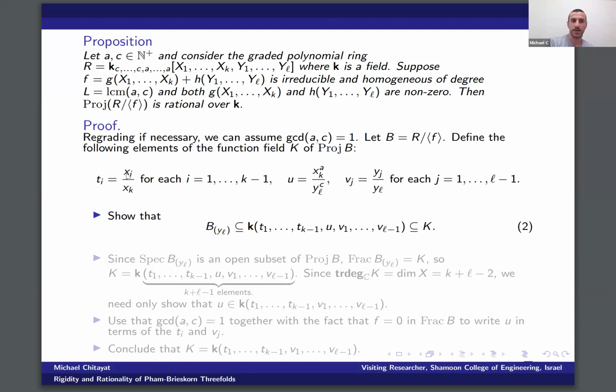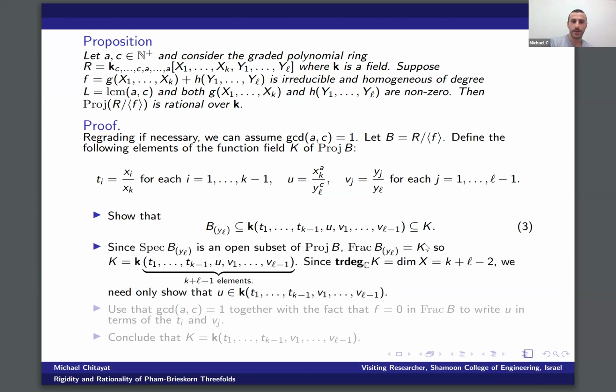This all makes sense because these Ti's all have degree 0, because xi and xk have the same degree. Same thing for the yj over yl. And since xk has degree c, the numerator here has degree ac, and the denominator here has degree ac. So this too is an element of degree 0. So these are actually elements of the function field of Proj B. Then the next step is to show that the degree 0 subring of the localization at yl is contained in the subfield generated by these elements, which in turn is contained in the function field K.